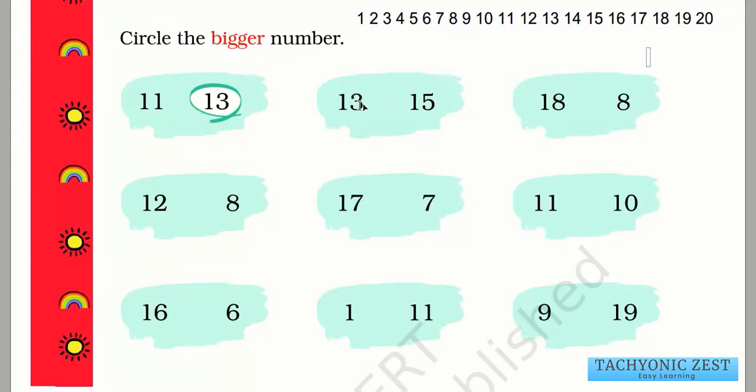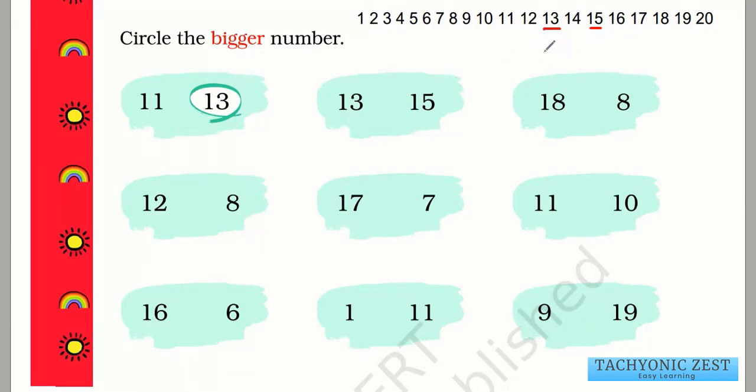Okay, so out of 13 and 15, let us see which one is bigger. If we see here, 13 is here and 15 is here. And 15 comes after 13, so it will be like 10, 11, 12, 13, 14, 15. So after 13 there is 14 and then there is 15, so 15 comes after 13.